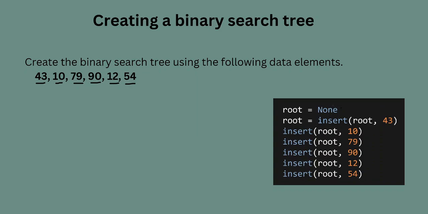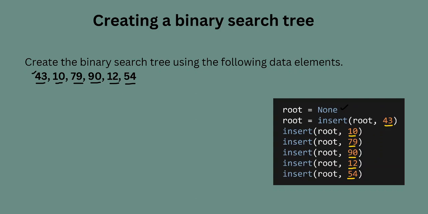node. Initially root will be none. You will be starting from the root node and start inserting an element. First element as 43 and later insert the second element 10. Next insert the next element 79. Later 90. Then 12. Finally the last element inserted is 54. Now let's see how this binary search tree gets created step by step while inserting these elements.